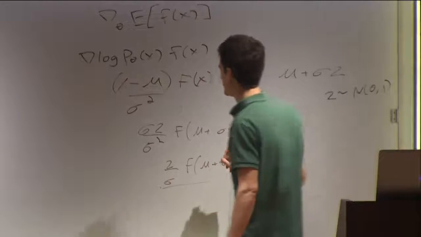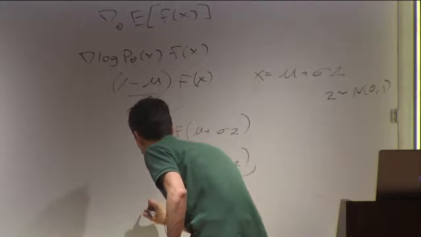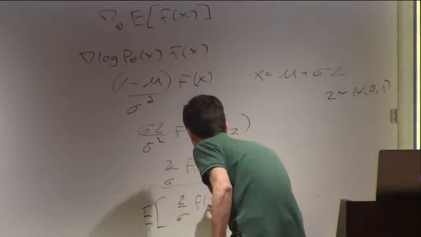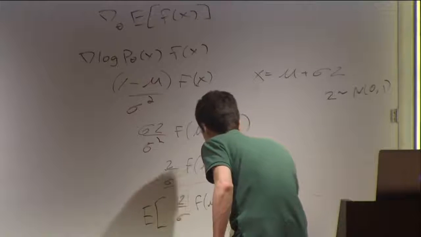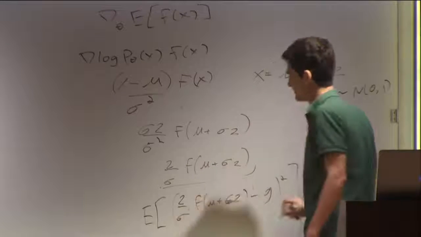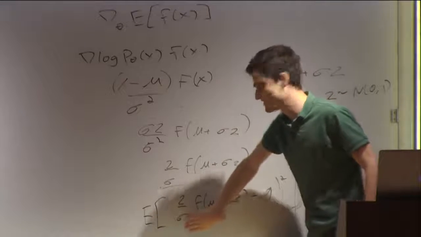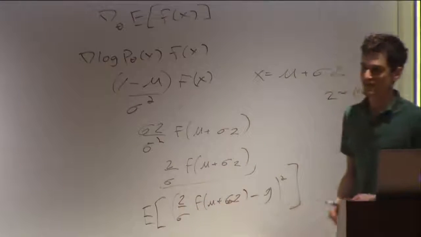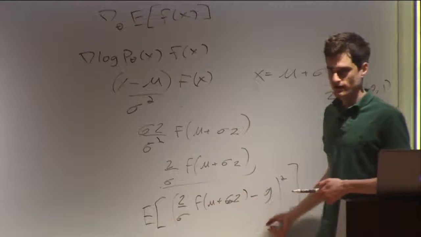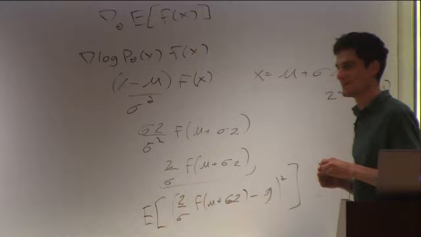Our variance is going to depend on this expression squared. So it's going to be the expectation of z over sigma times f of mu plus sigma z, minus our true gradient, squared. So this is going to be our variance. And as you can see, as sigma goes to 0, this term is going to get bigger and bigger. Is that clear? So that means the variance goes to infinity as sigma goes to 0. That's not so good.